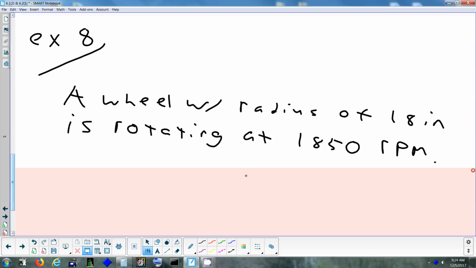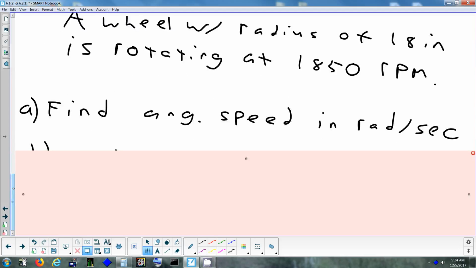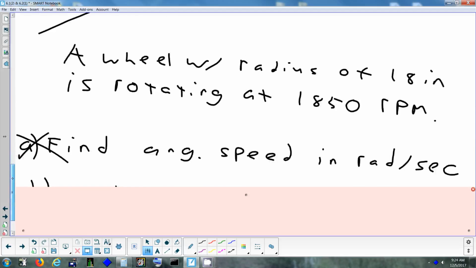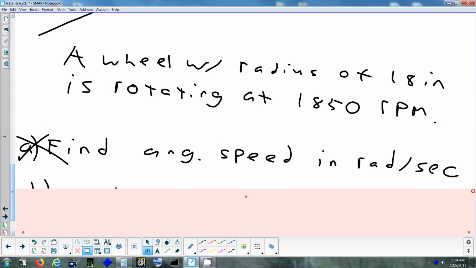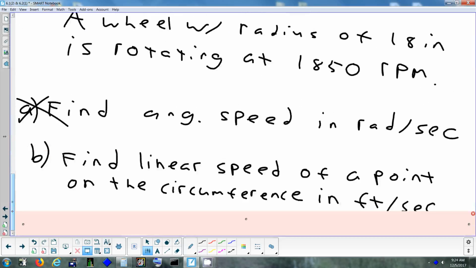Pay attention to whether they give you radius or diameter. Because if you start using formulas from geometry, depending on how you write the formula, you might have to change a diameter to a radius or a radius to a diameter. I'm going to skip part A. We just did that. So our wheel has a speed of 1850 RPMs, and they wanted us to change it to radians per second. We just did a conversion between RPMs and radians per second. We just did that. And part A wouldn't really help you to do part B anyway.